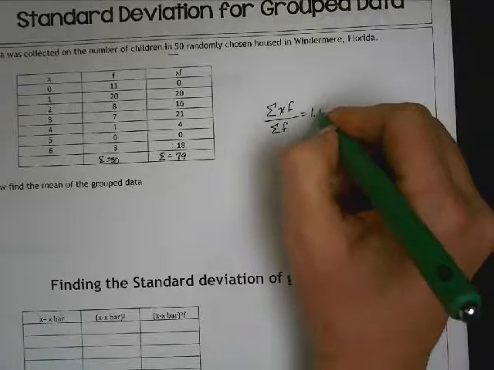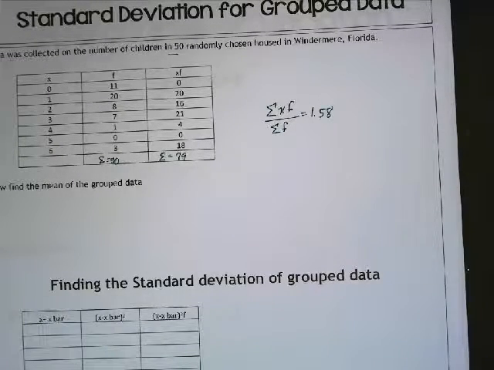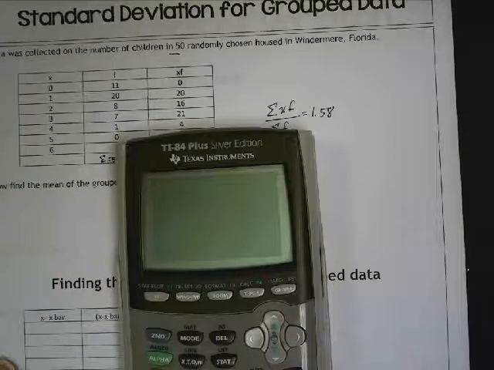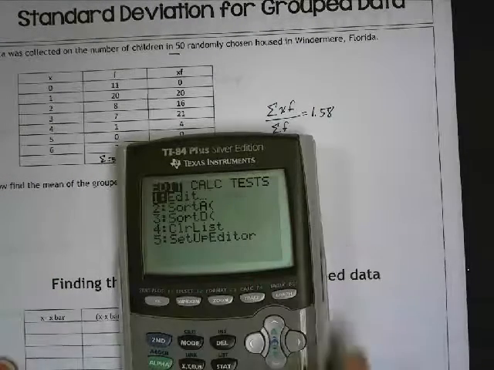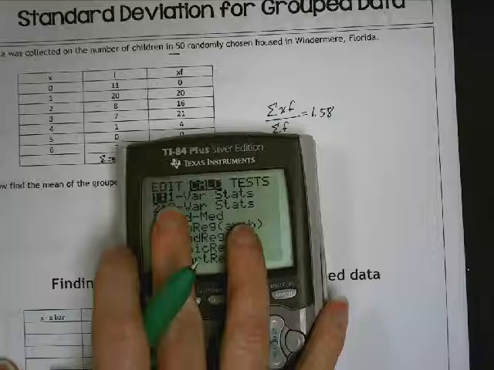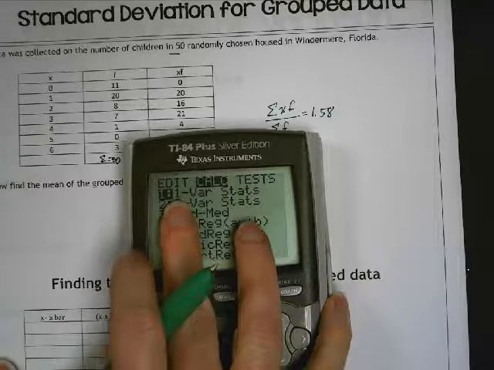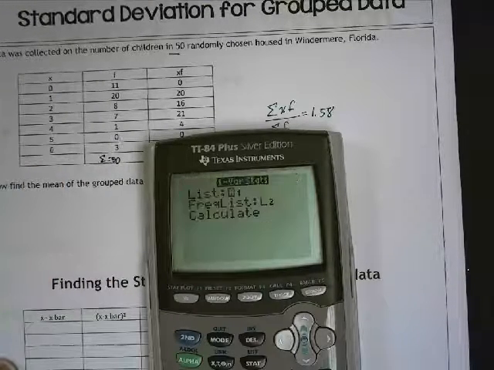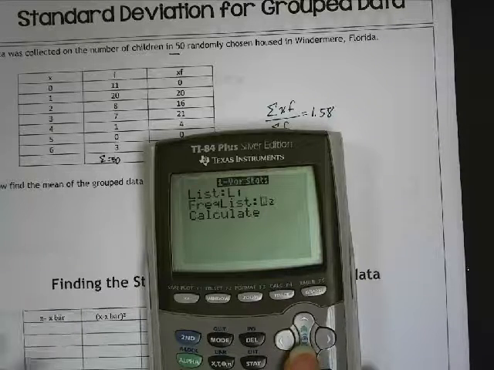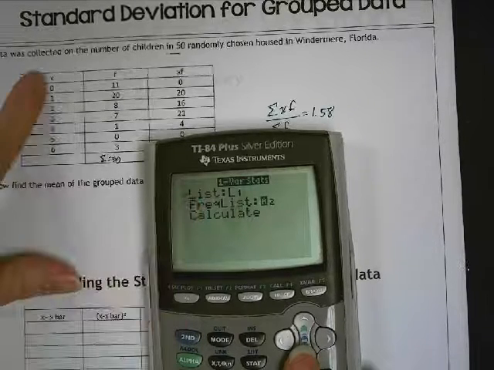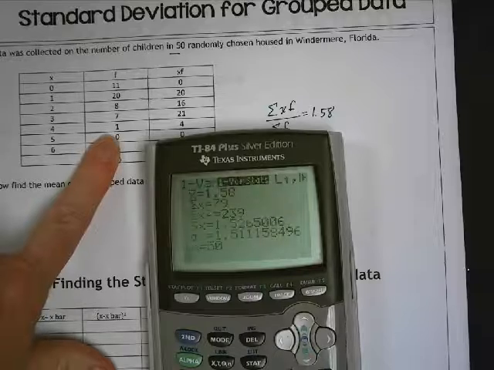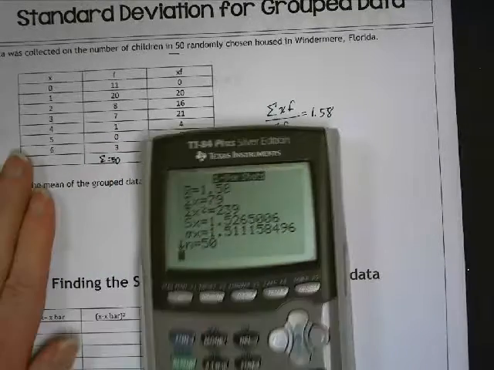is 1.58. Now, just to show you on your calculator, we did this the other day: Stat, arrow over to Calc, and it's still a one variable statistic because we're still dealing with just X as the only variable, even though we have a frequency list. List 1 is my data value, and list 2 happens to be my frequencies, and then I hit calculate, and 1.58. I get the exact same thing.